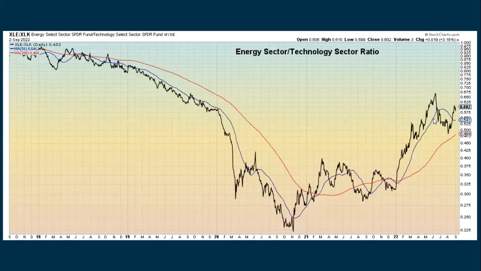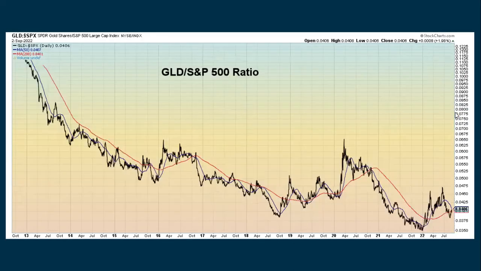Here's energy to tech, which shows that energy is now really starting to outperform the tech sector. Gold is really struggling, and stocks are really struggling. So we saw a little bit of an advance with the ratio, but it's still negative overall. And we're starting to see a potential death cross here.